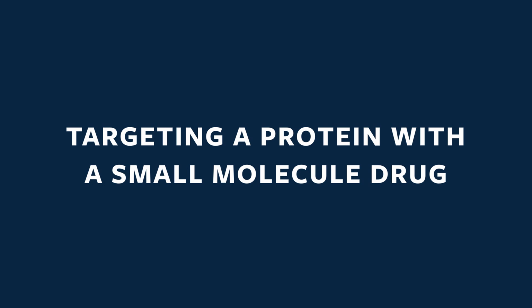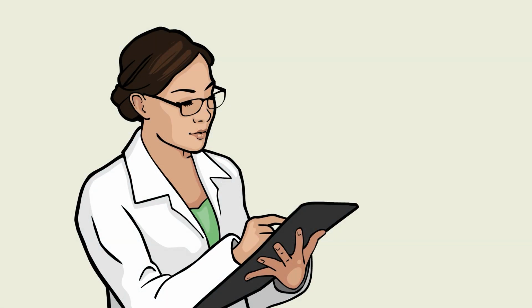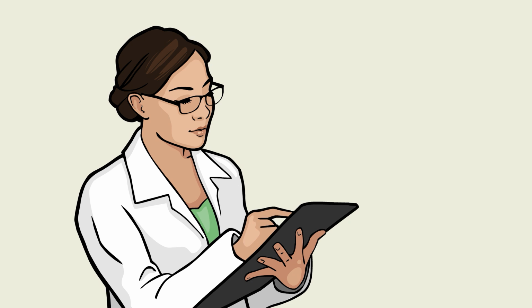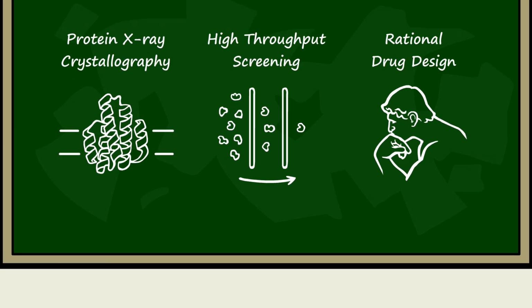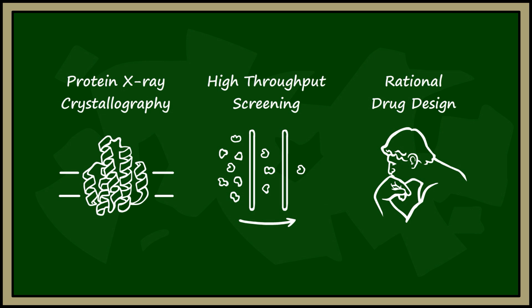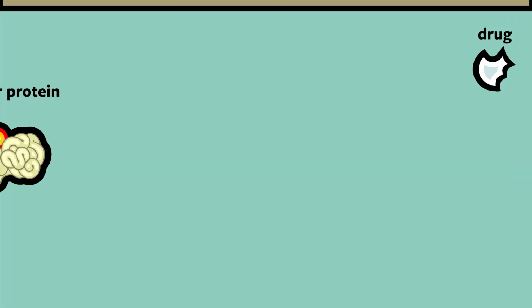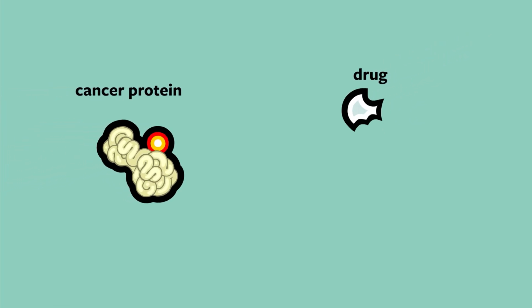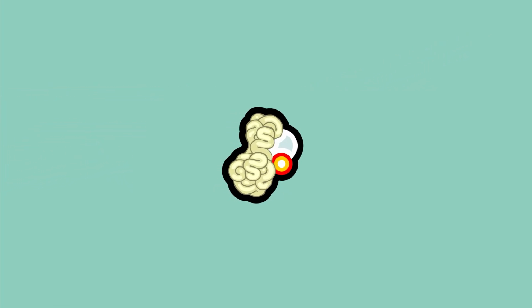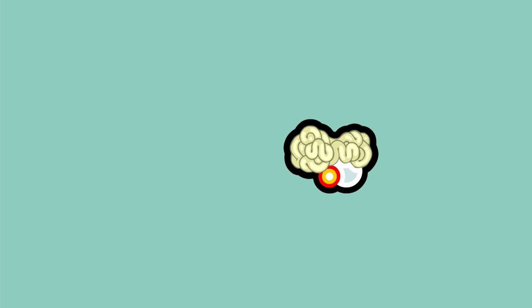Targeting a protein with a small molecule drug. By the 1980s, a number of sophisticated research technologies were becoming widely available to cancer researchers, including protein X-ray crystallography, high-throughput screening, and rational drug design. These technologies now enable the development of small molecule drugs that achieve true targeting of specific proteins unique to certain cancers.